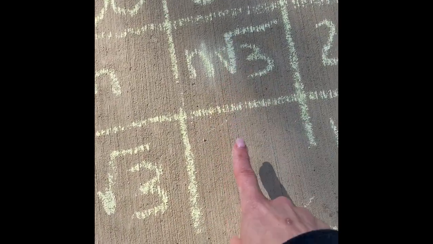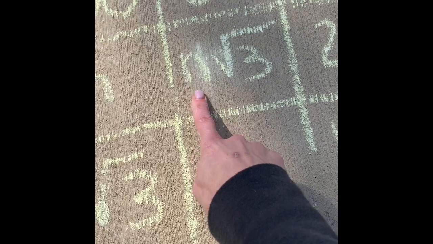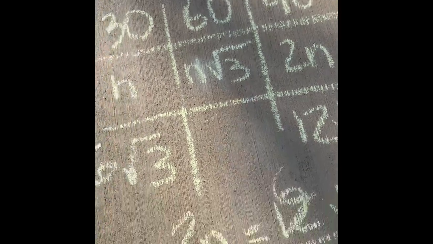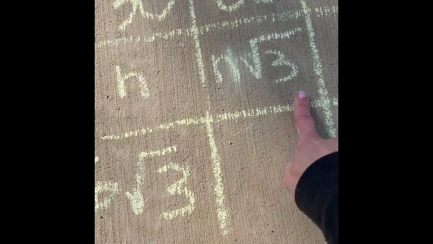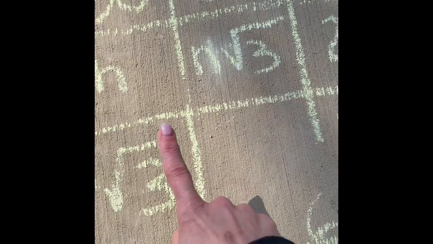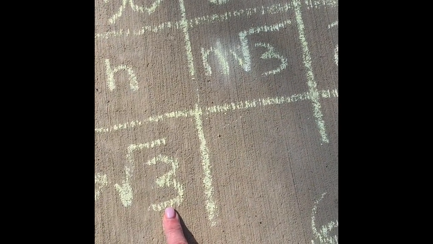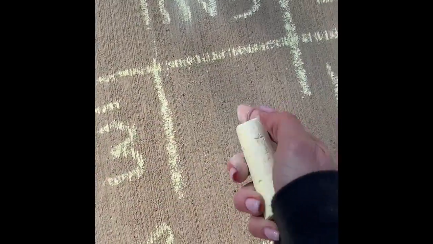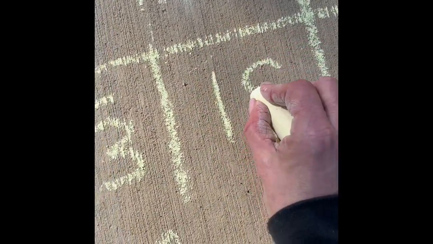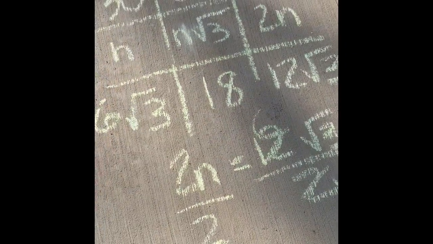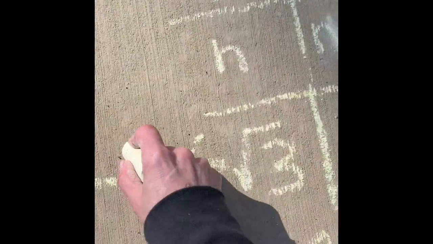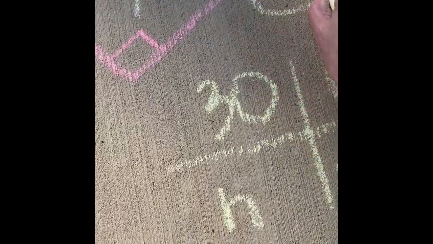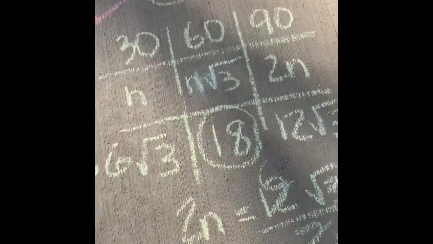So the side across from the 60 will be 6 square root of 3 times square root of 3. Okay, think about it. 6 square root of 3 times square root of 3. Square root of 3 times square root of 3 is square root of 9. Square root of 9 is 3. 3 times 6 is 18. All right? And so y is 6 square root of 3. That's the small side. And x is 18, the medium side.